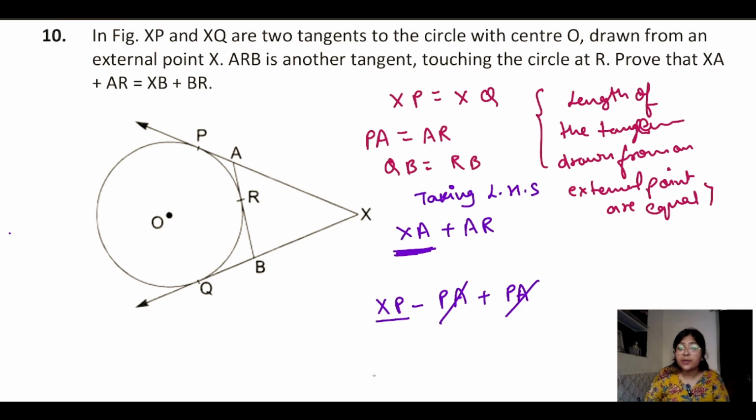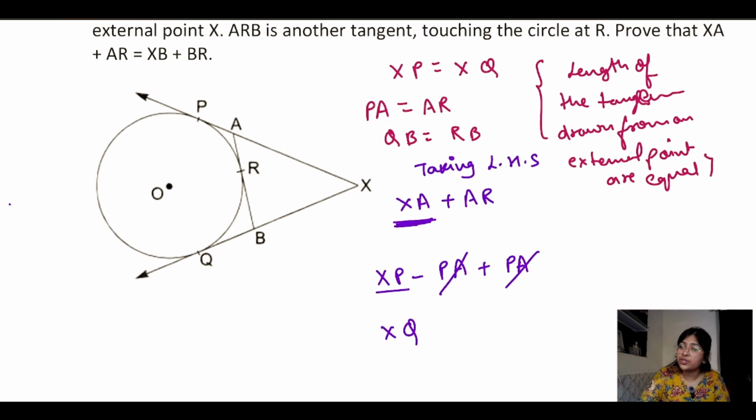XP can be written as XQ, because XP is equal to XQ, the lengths of the tangents drawn from an external point are equal to each other. XQ can be written as XB plus BQ. The total length is equal to the sum of its parts. QB and XB are the parts of XQ. So we can write this. You took the LHS and proved that the LHS is equal to the RHS. Hence the question is proved.